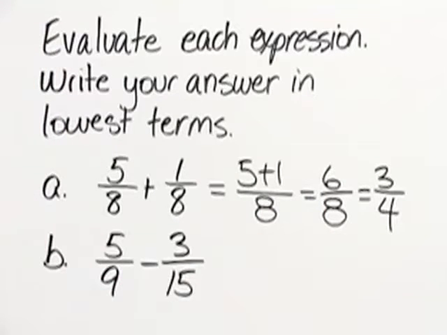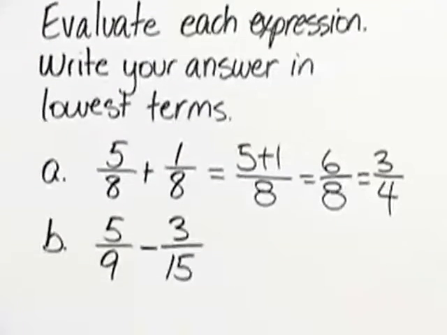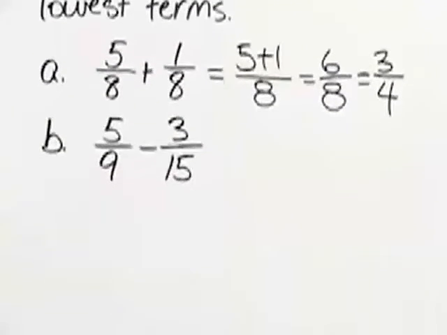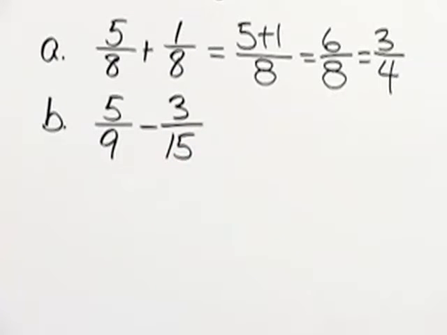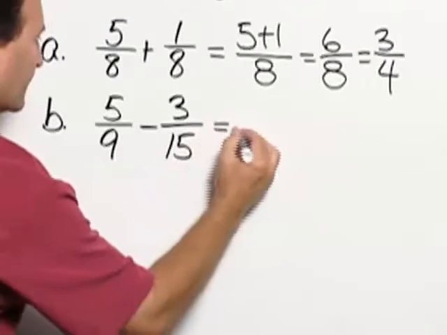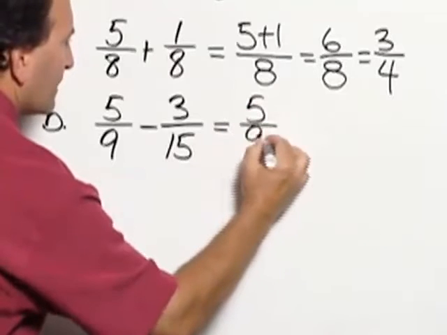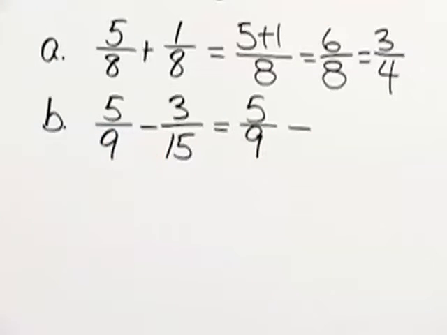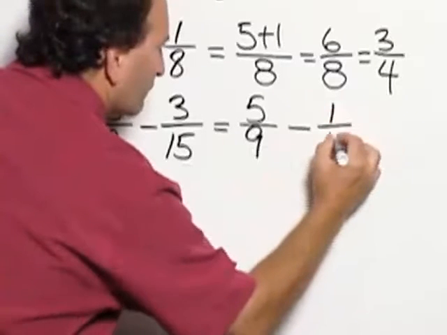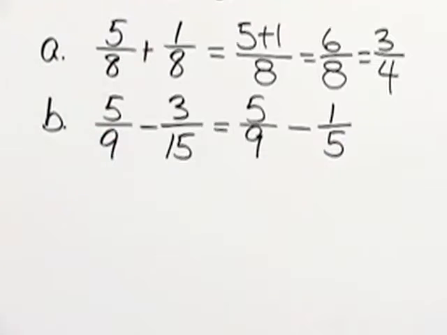Now for part B, we have 5/9 minus 3/15. The first thing we should notice is 3/15 can be reduced. So let's write this as 5/9 minus, and each 3 and 15 can be reduced by a factor of 3, so it reduces to 1/5.